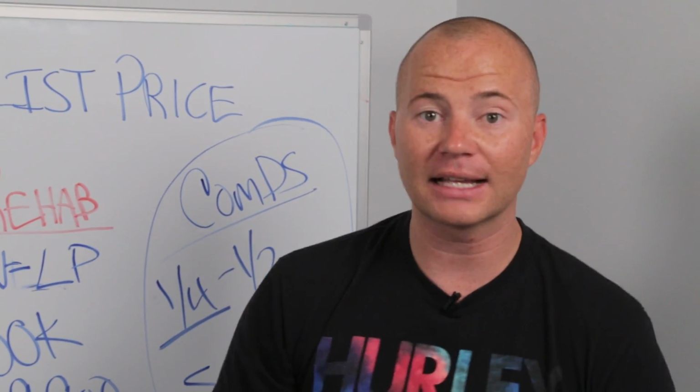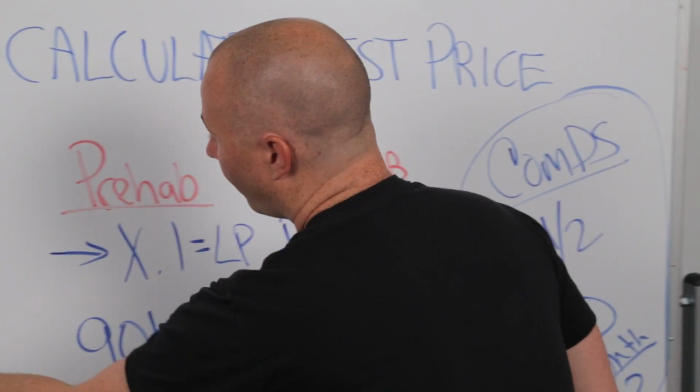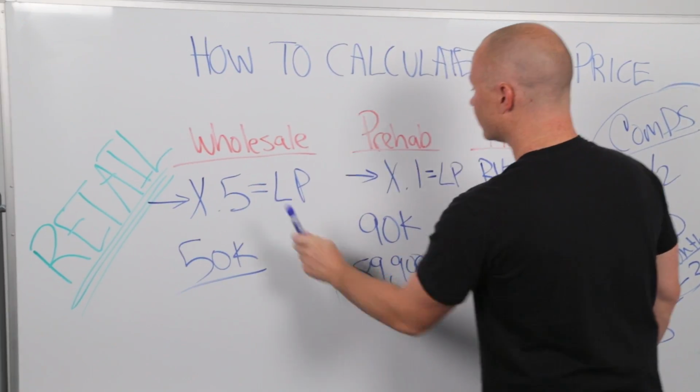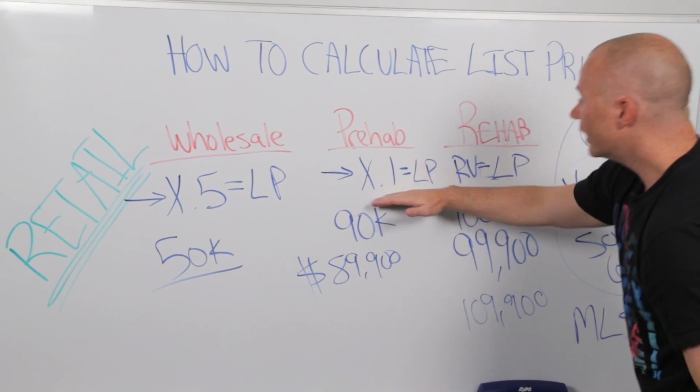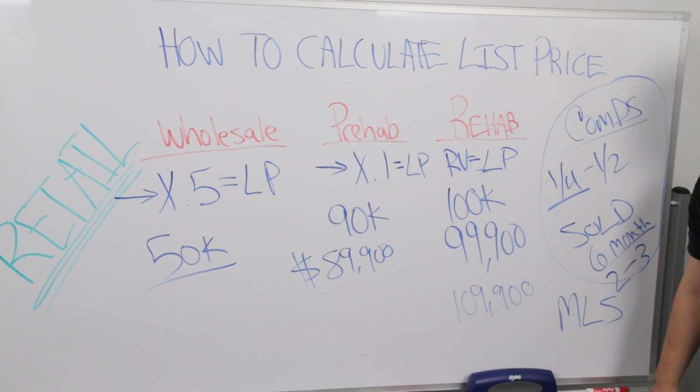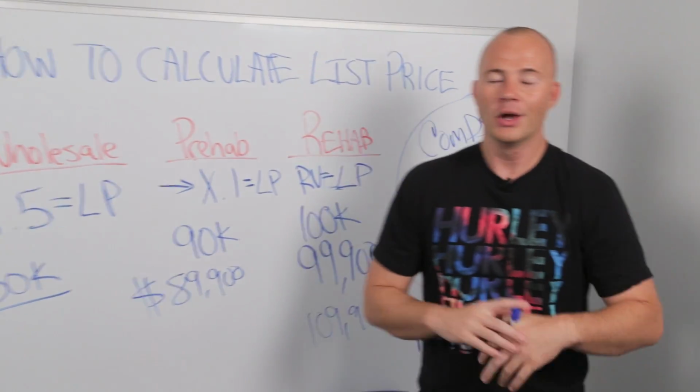Our list price is exactly what we want for it, and that's the formula. Retail times 0.5 is your list price. Retail times 0.1, or 10% off, is your pre-habbing price, and retail value is your list price whenever you rehab your property.